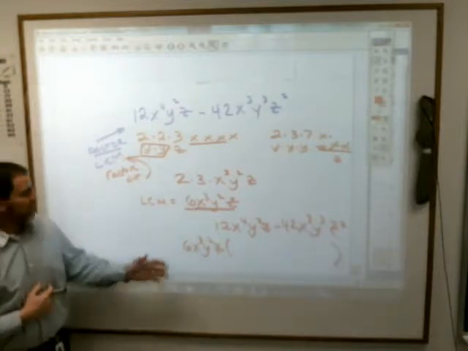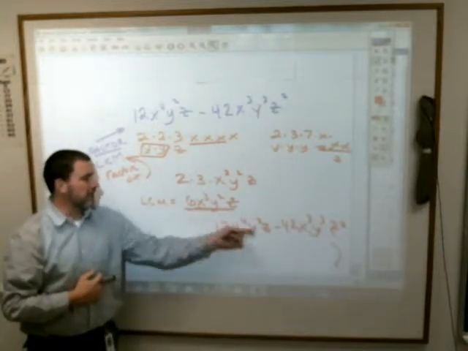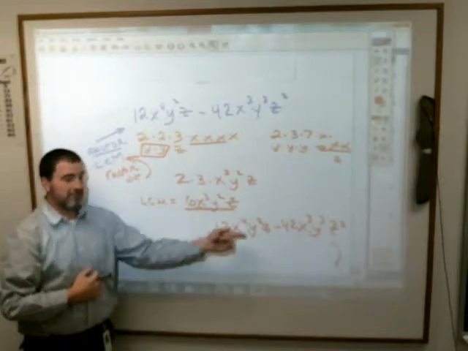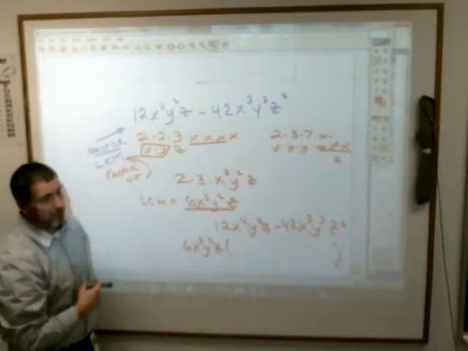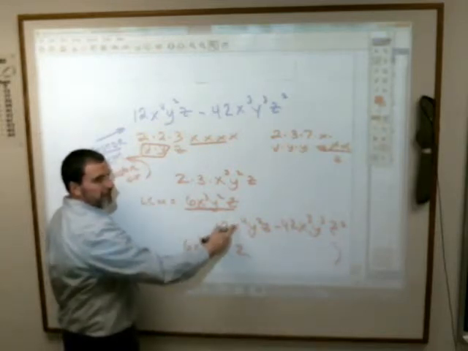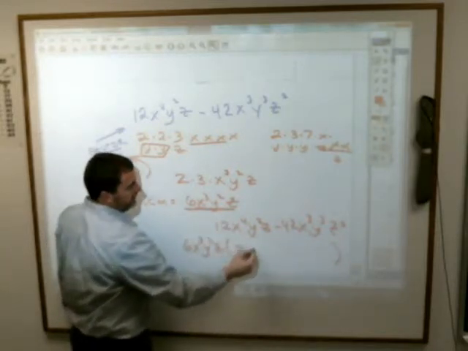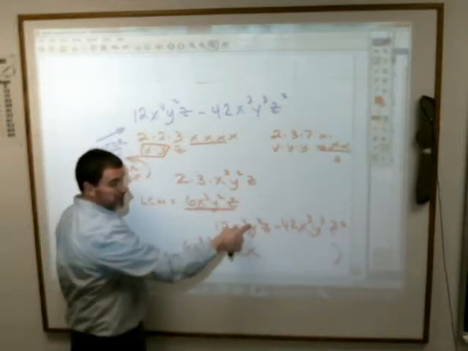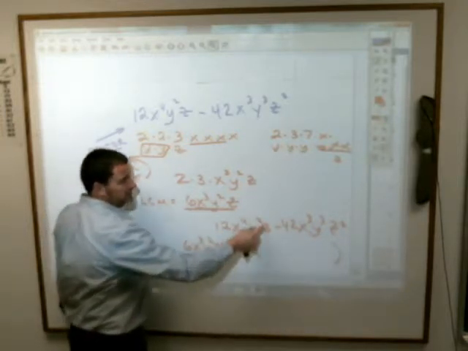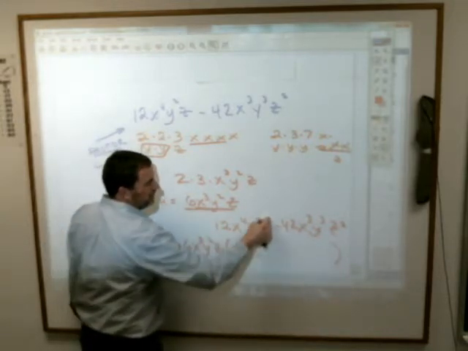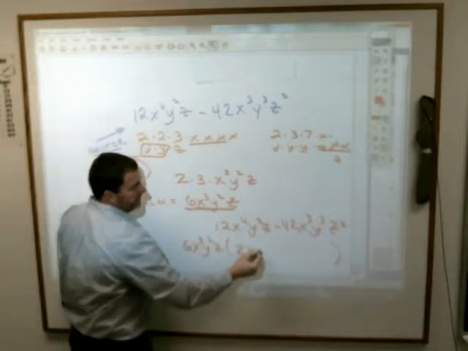If I take 6x cubed y squared z out of this first term, what is left, or what times this gives you this? Well, 6 times what is 12? 2. I have x to the cube, and I need to go to x to the 4th, so I need to multiply by one single x. Y squared is already y squared, so you don't need to do anything with that. Z is already z, so you don't have to do anything with that. This times this will give you this first term that you started off with.